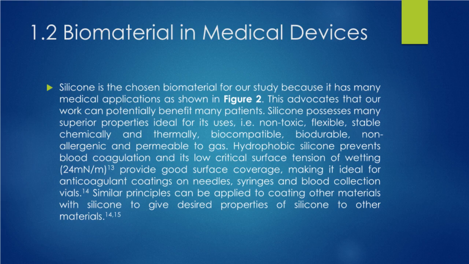Silicone possesses many superior properties ideal for its uses, i.e. non-toxic, flexible, stable chemically and thermally, biocompatible, biodurable, non-allergenic and permeable to gas. Hydrophobic silicone prevents blood coagulation, and its low critical surface tension of wetting, 24 millinewtons per meter, provides good surface coverage, making it ideal for anticoagulant coatings on needles, syringes and blood collection vials. Similar principles can be applied to coating other materials with silicone to give desired properties of silicone to other materials.